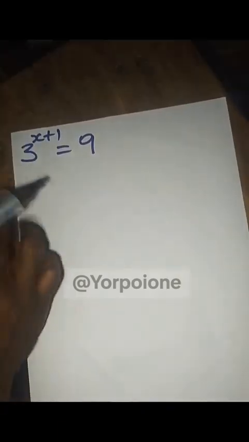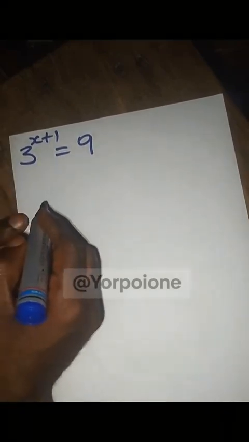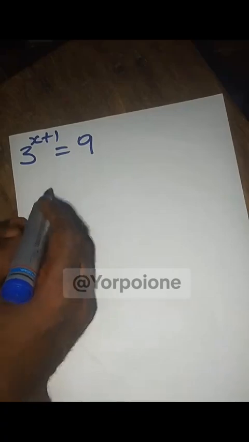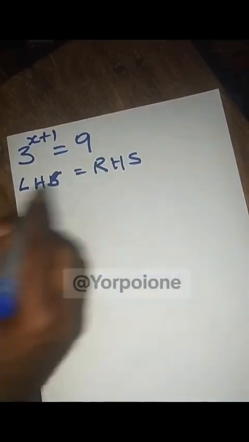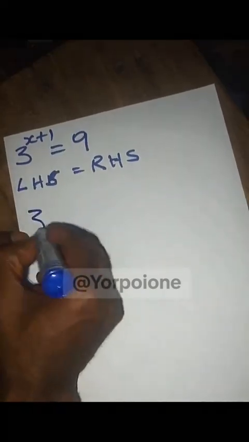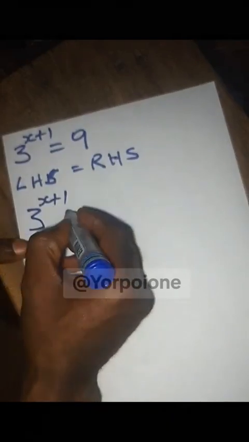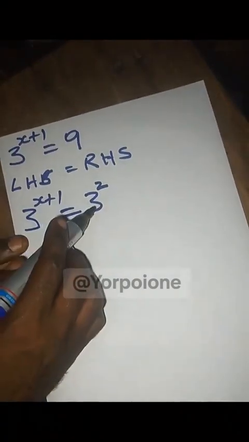So let's solve the first one. We have 3 to the power x plus 1 is equal to 9. Like I said in the introduction part of exponential equations, we want to satisfy both the left hand side and the right hand side. So this is 3, and we want to make sure the right hand side is also 3. So 3 raised to which power can give us 9? 3 raised to the power 2 can give us 9.